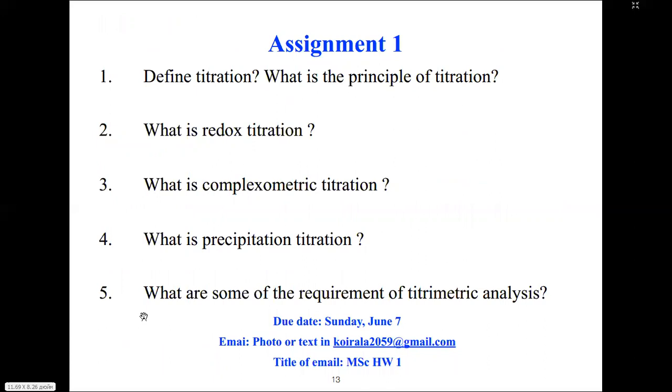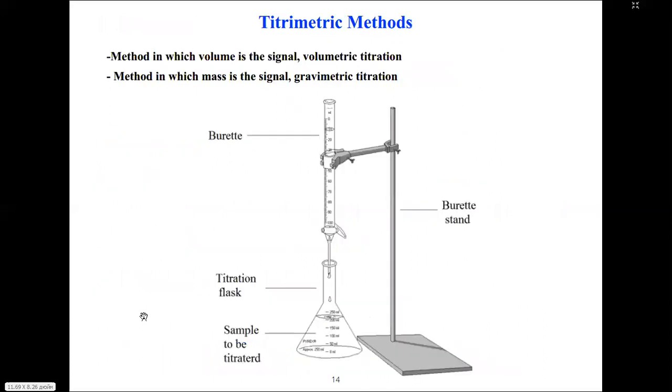If you want to practice, then these are some of the assignments. You don't have to. Titrimetric method. Now, still on the introduction part of the titration. In the titrimetric method, you can have volumetric or gravimetric. In volumetric, the volume is the signal. And in gravimetric, mass is the signal.